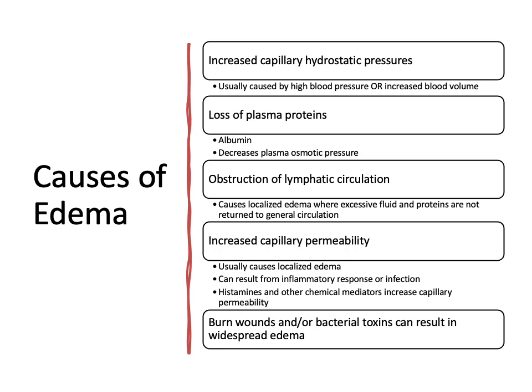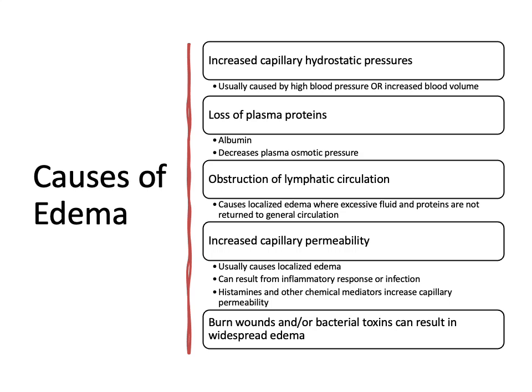Here are the different causes of edema. And again, edema is swelling. So you can have increased capillary hydrostatic pressures, which is caused by high blood pressure or increased blood volume. You can have the loss of plasma proteins, such as albumin, or you can have decreases in plasma osmotic pressures. You can have the obstruction of lymphatic circulation, where this causes localized edema. You do see this with individuals that have lymphedema. If you've seen very swollen legs, or sometimes you can have lymphedema in the arms, and it's just localized to that one area. Normally, that's an issue with obstruction of your lymphatic system.